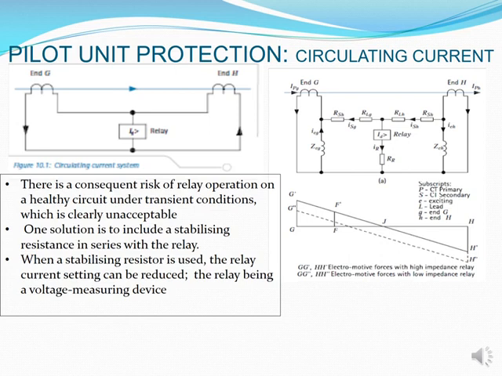And in order to avoid that, on our right-hand side, they've introduced at the bottom of that relay what we call a stabilizing resistance, and that stabilizing resistance will then get utilized in order to be a current setting reducer or a current limiting device so that your relay can be used as a voltage measuring device.